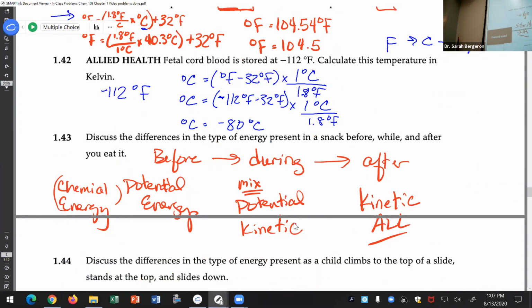Now what, are we done? No, we're not done yet. We got to Celsius, but we've got to get to Kelvin. This one's easy. Kelvin is equal to our degrees Celsius plus 273. So if I want Kelvin, my degrees Celsius was minus 80, so I'm going to add 273. What do you get?